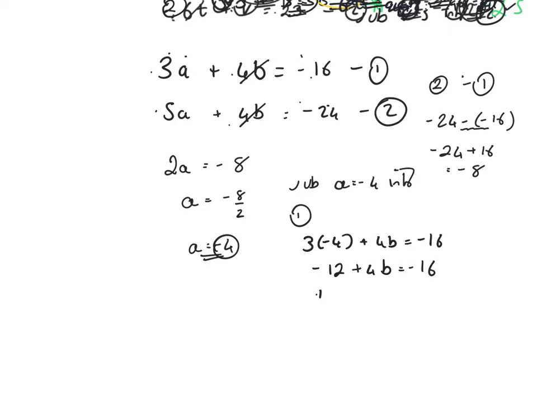I'm going to get rid of the minus 12 by adding 12 to both sides. And that will be 4b equals minus 16 plus 12 is minus 4. Bring the 4 down, divide. b equals minus 4 over 4, and b equals minus 1. Final answer.